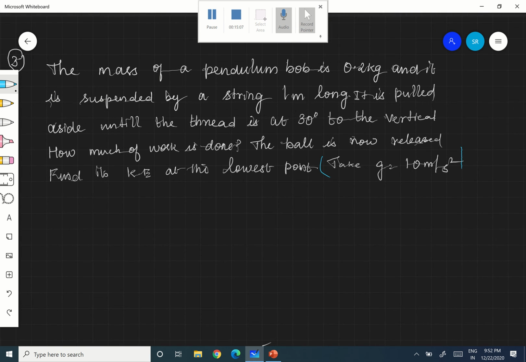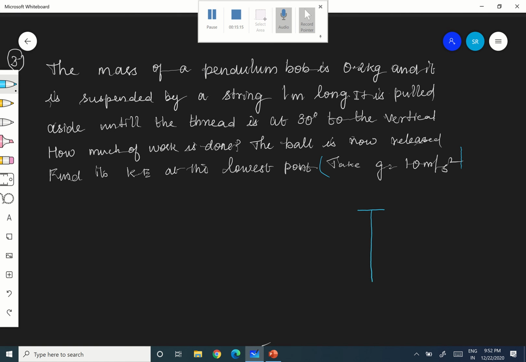First you understand the problem. A mass of pendulum. See, here it is suspended. Pendulum is suspended by a string. Now see, it is 1 meter. You give some name to it, like the point of suspension. It is OA. Now OA is equal to 1 meter, because the string is 1 meter. It is pulled aside. What am I doing? I am pulling it aside, until the thread is at 30 degrees to the vertical.